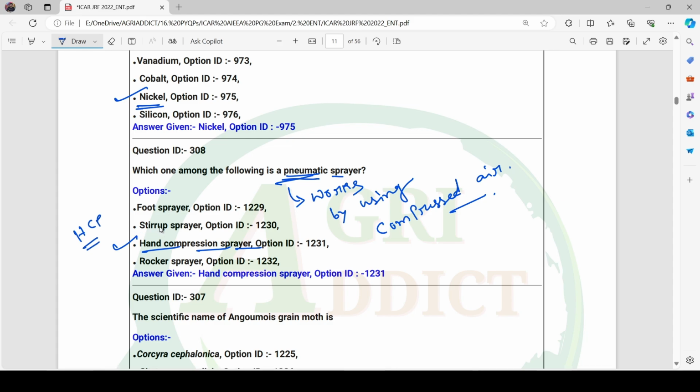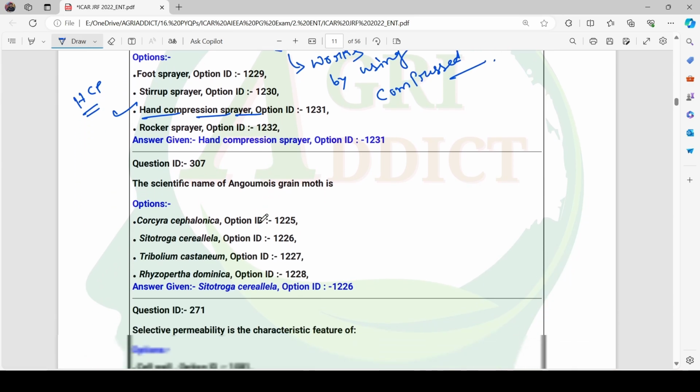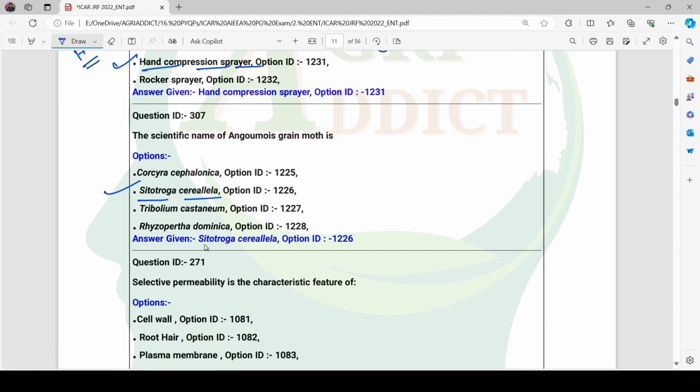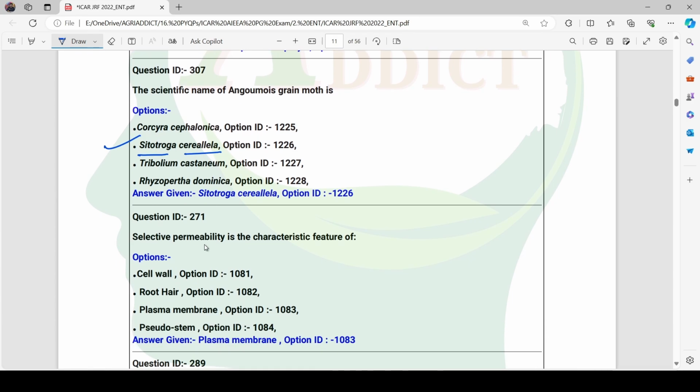For this spraying or sprayer chapter, you just go through the pesticide appliances chapter from Insecta 2 and DS Reddy book. There you will get more information about various sprayers, dusters and other things. So what is the scientific name of Angoumois grain moth? So Angoumois grain moth scientific name is Sitotroga cerealella. It's a question from stored product pest or stored grain pest. And this chapter is also a very important chapter.